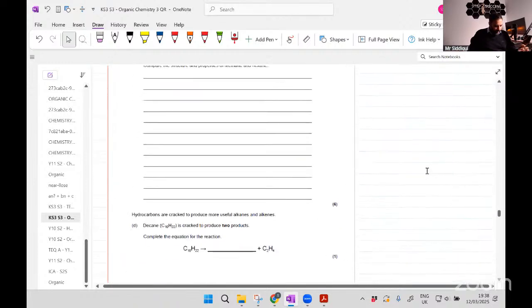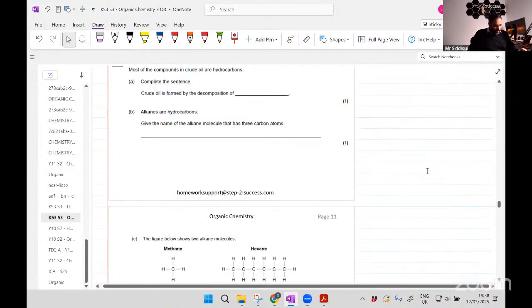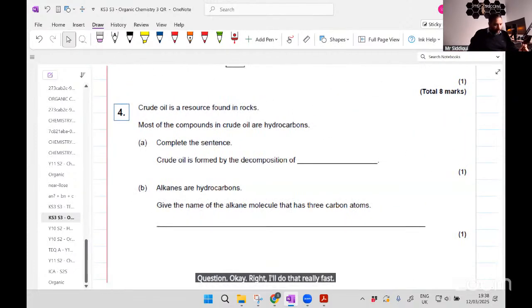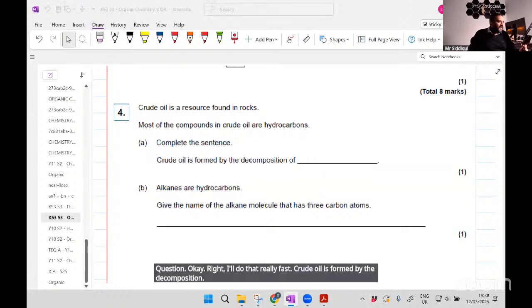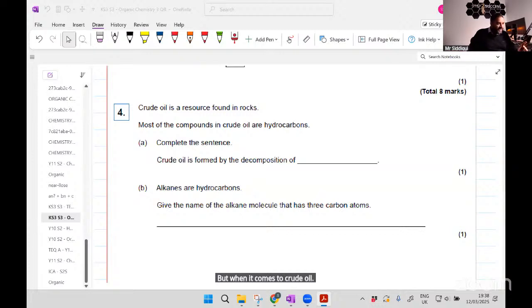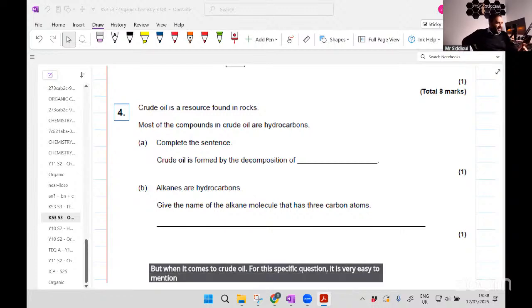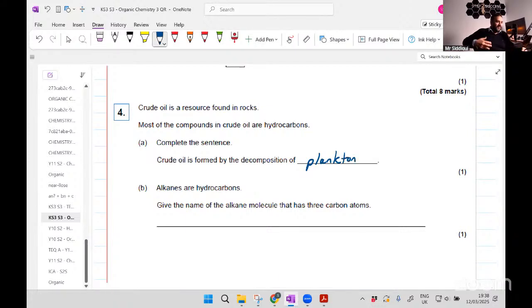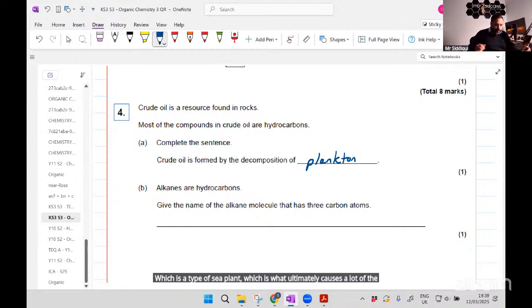Right, I'll do this really fast. Crude oil is formed by the decomposition. Now, you know what? This is a good question actually to come across for everybody. When it comes to crude oil, for this specific question, it is very easy to mention just dead plants and animals. But you need to specifically, for crude oil, mention something called plankton, which is a type of sea plant, which is what ultimately causes a lot of the crude oil to form under the sea.